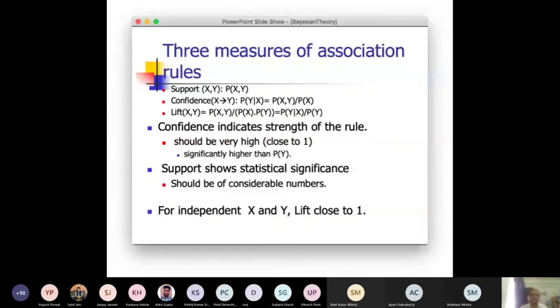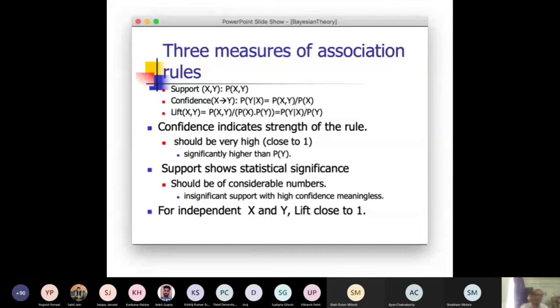And the support shows statistical significance, which means they should occur in a considerable number. If you do not have that many occurrences, then you are not much interested in finding the association. That is the idea here in this context.